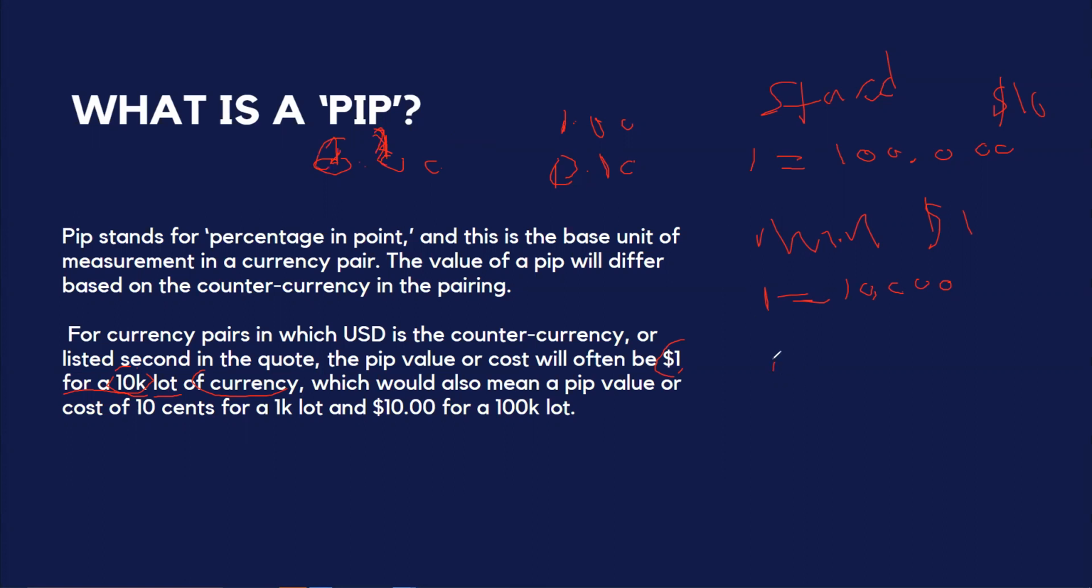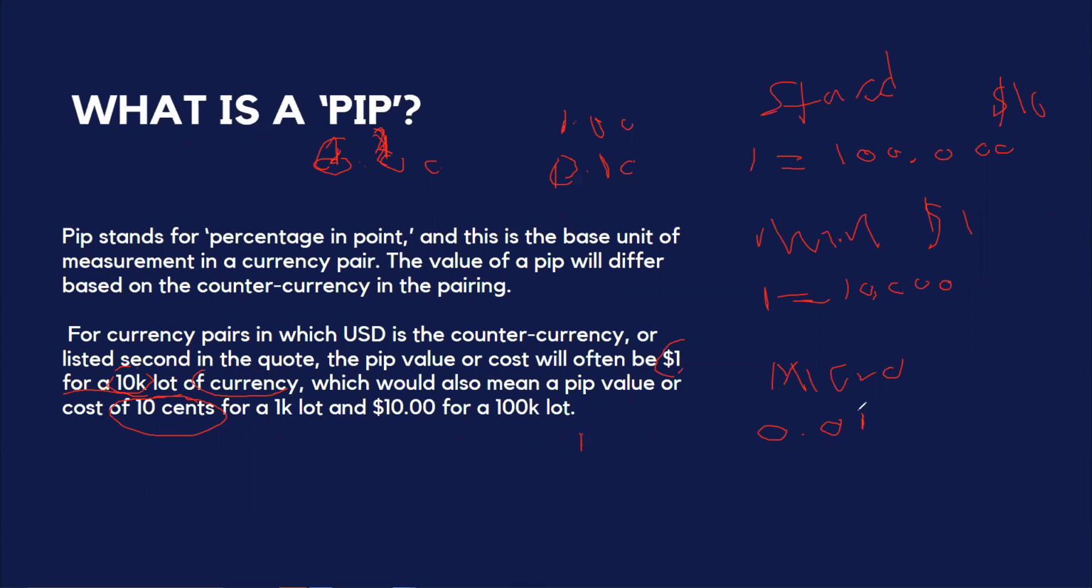Now, a micro lot is the smallest size, because the minimum starting point is 1, nothing else. One micro lot is where you make 10 cents per pip. If the market moves 10 pips, that's when you're going to make $1. Okay, that's when you're going to make $1.